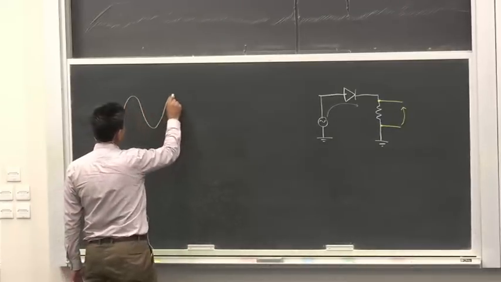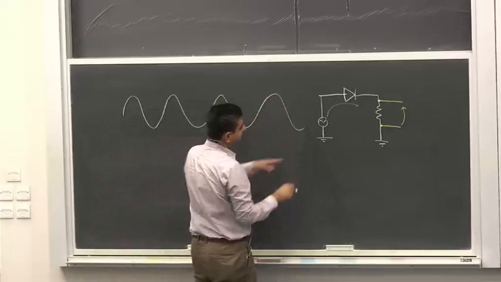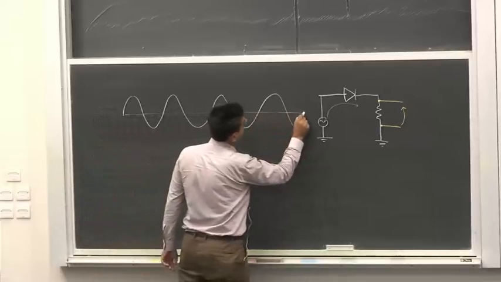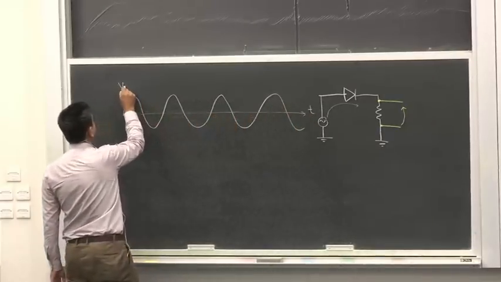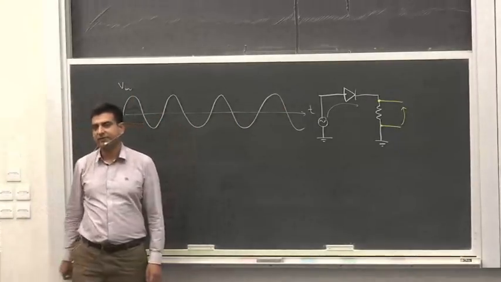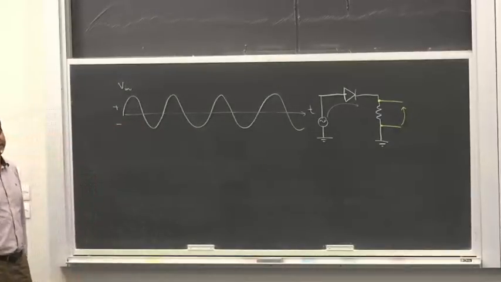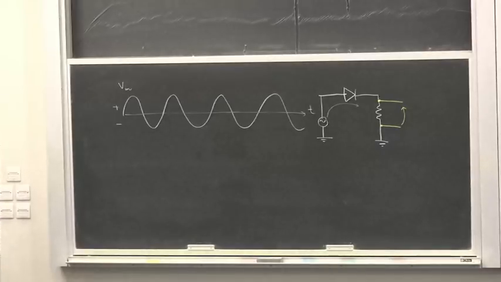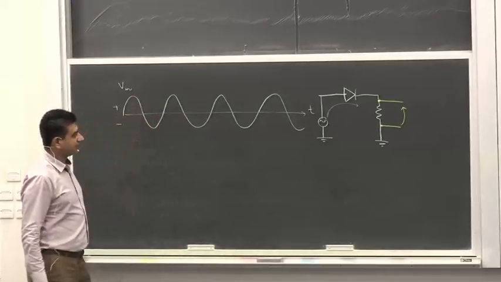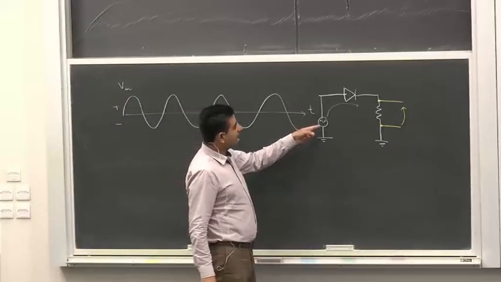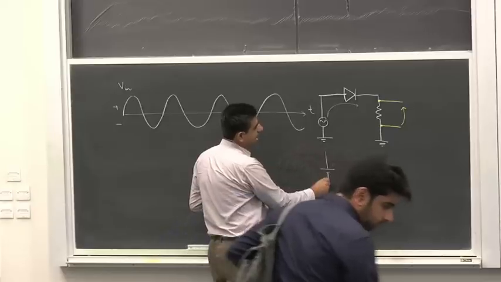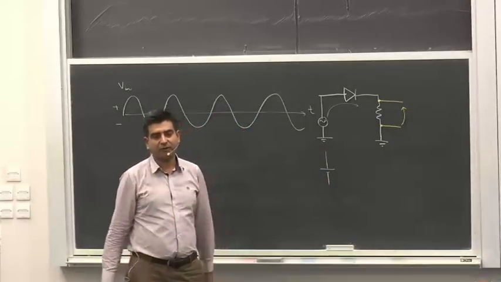So if this is my input voltage, this voltage that is being supplied to this circuit, so this is my time axis, and this is my input voltage, and the input goes positive, negative in a cyclic fashion. This is called an AC voltage source, an alternating current voltage source. So what happens in this case is that in the positive cycle, I can visualize this AC voltage source as a battery that is flipping its direction over half a time period.